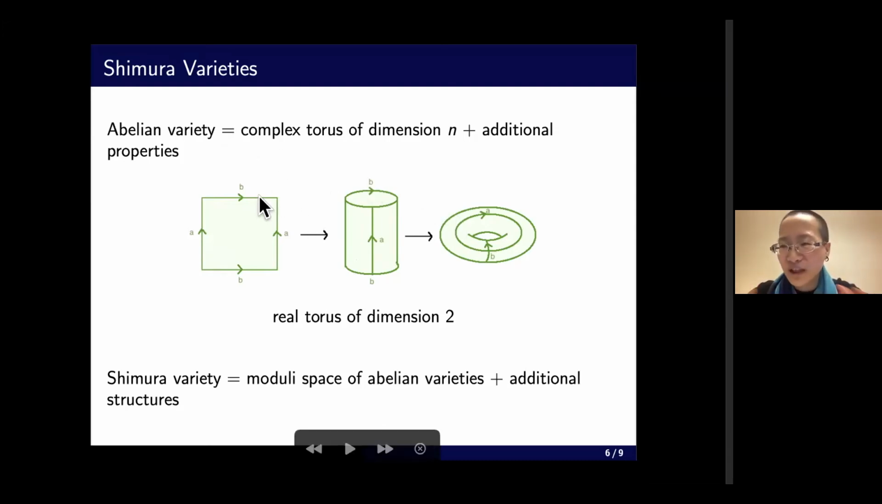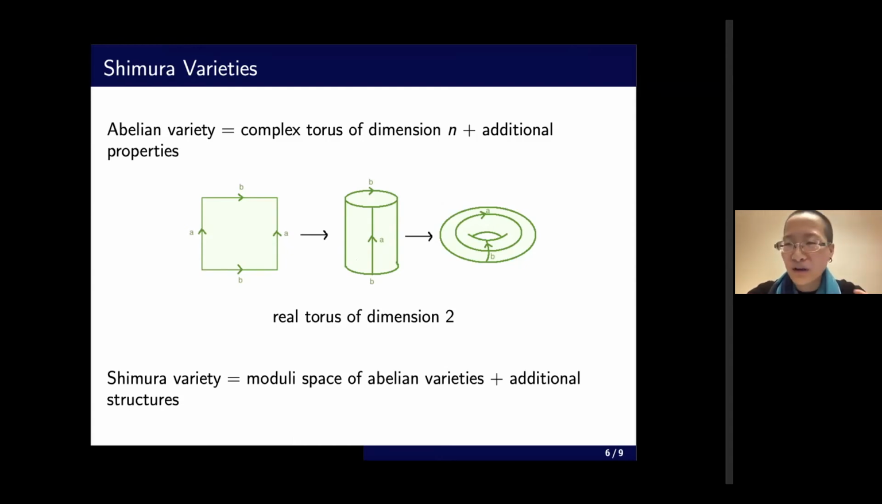Now, this can be obtained by taking a square and you identify its opposite edges pairwise. So this gives you a torus of dimension 2. To obtain a torus of dimension n, you just take, say, an n-dimensional analog of a square, identify its opposite sides. Okay, so that's how you obtain an abelian variety geometrically.